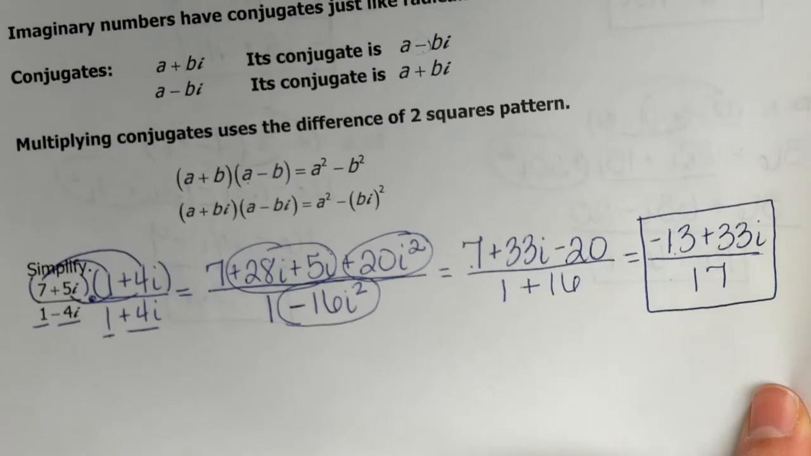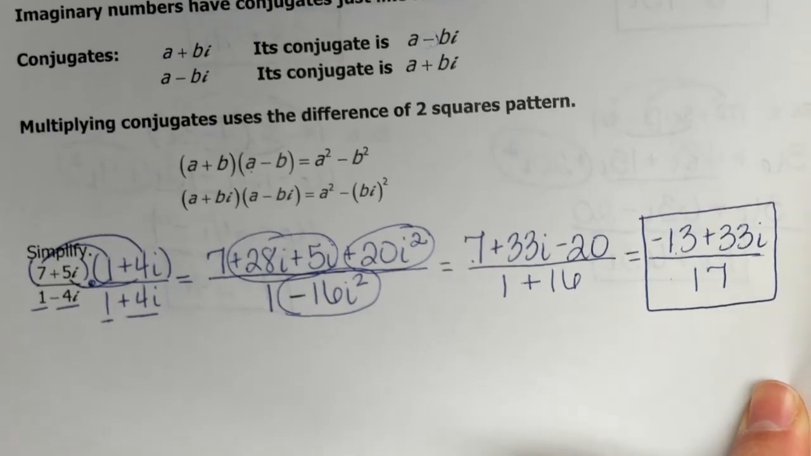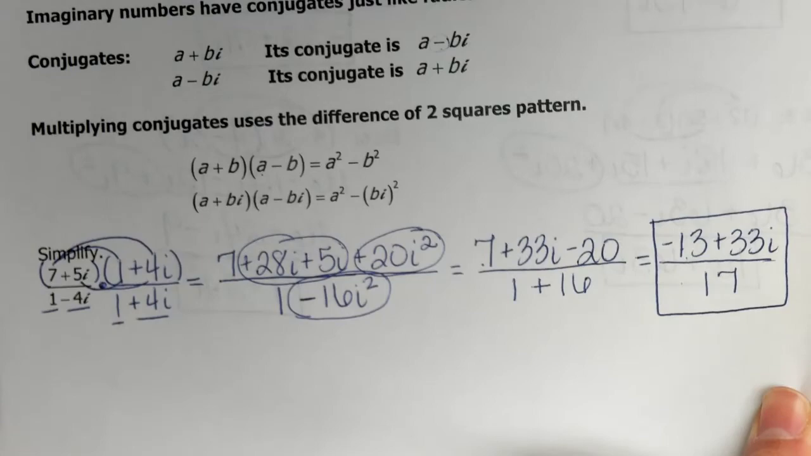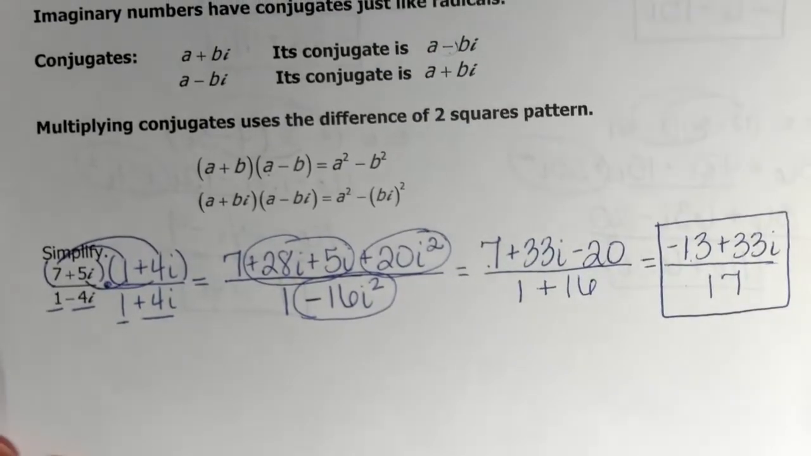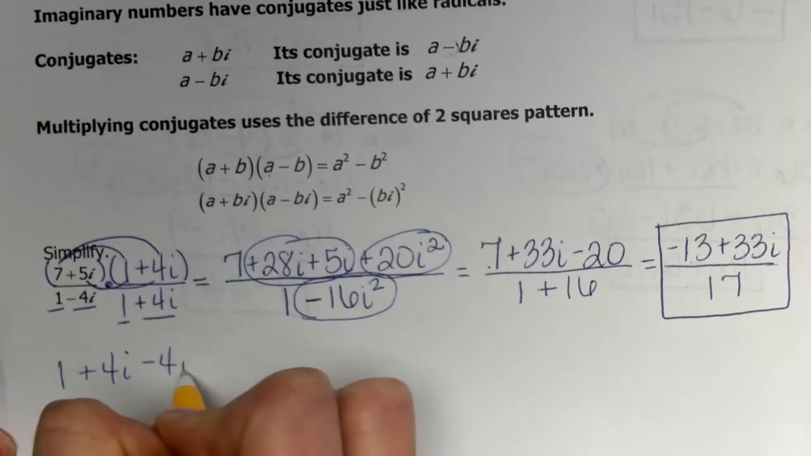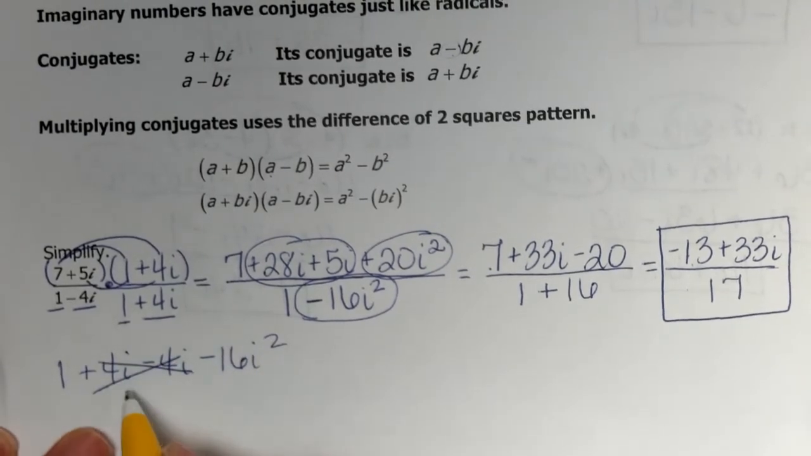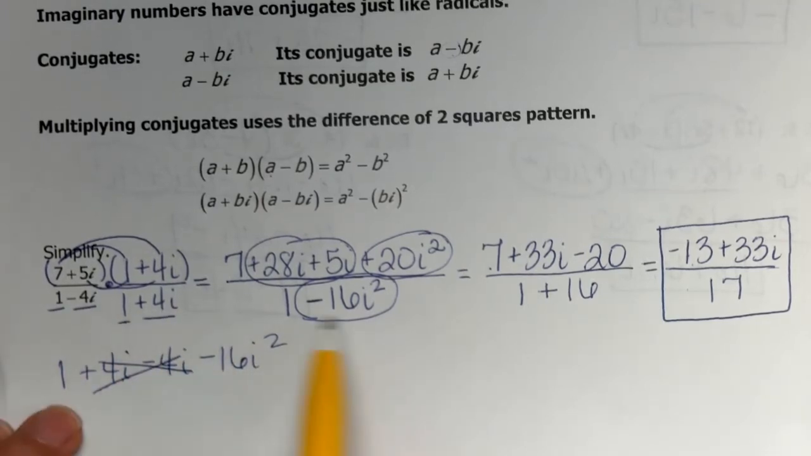So for the denominator, it's just the first times first minus second times second. Yeah, that's why we use conjugates, to be able to do that. Because if I FOILed it, I would have 1 plus 4i minus 4i, and then that minus 16i squared. Those will always cancel because of what a conjugate is. So that's why we just do the shortcut straight to that.